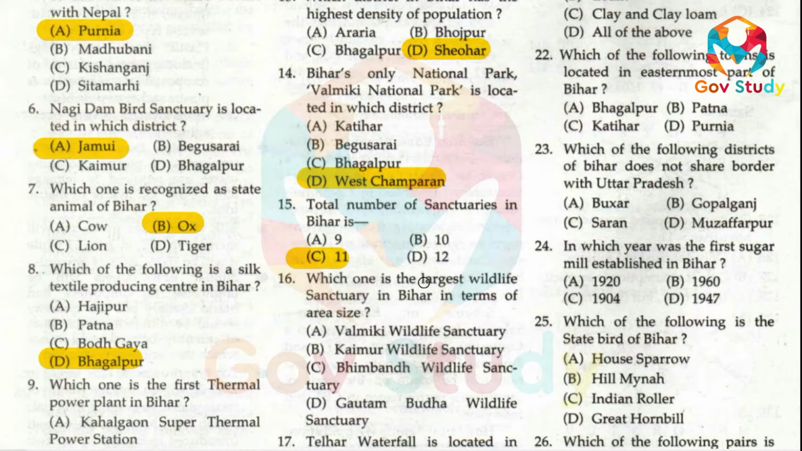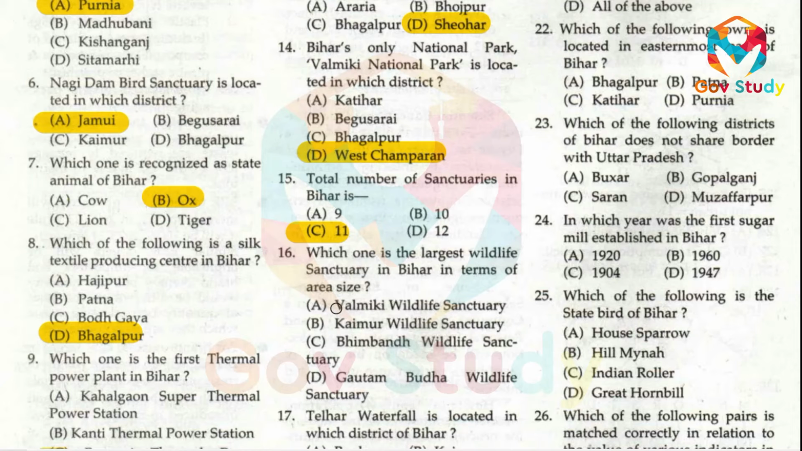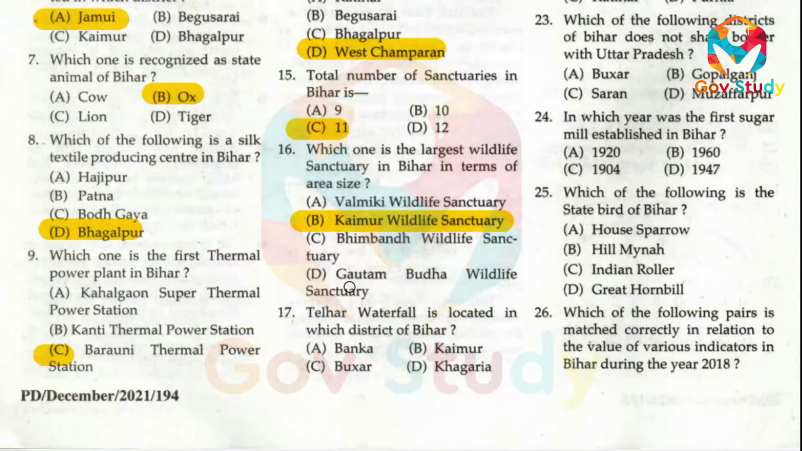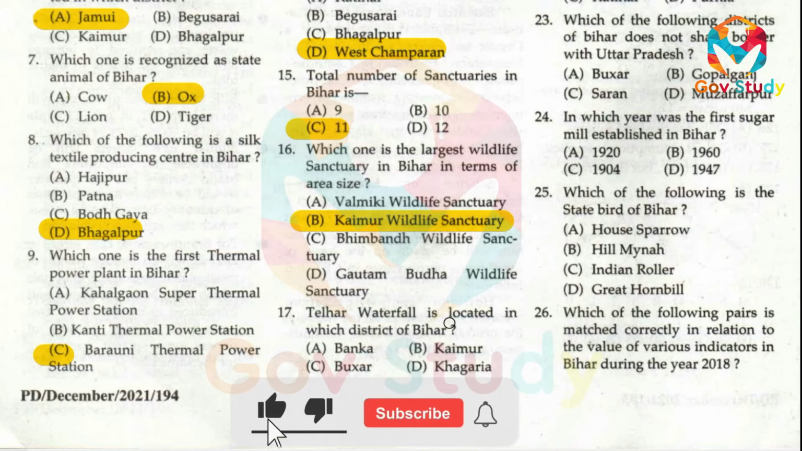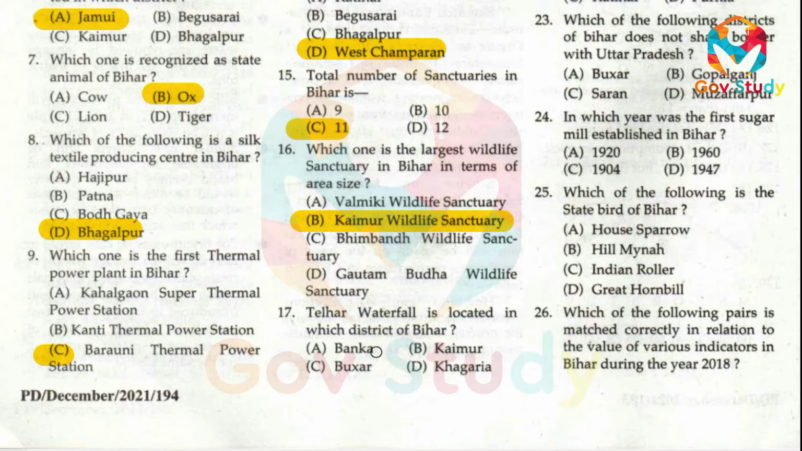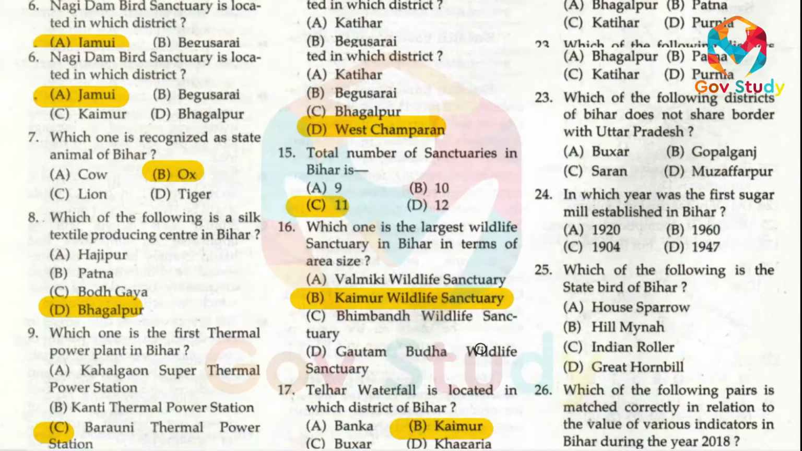Which one is the largest wildlife sanctuary in Bihar in terms of area size? Valmiki Wildlife Sanctuary, Kaimur Wildlife Sanctuary, Bhimbandh Wildlife Sanctuary, Gautam Buddha Wildlife Sanctuary. Correct answer is B, Kaimur Wildlife Sanctuary. Telhar Waterfall is located in which district of Bihar? Banka, Kaimur, Buxar, Khagaria. Sorry. Correct answer is option B, Kaimur.